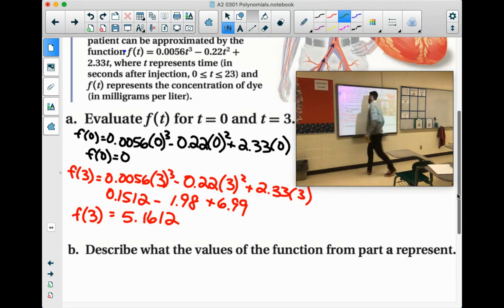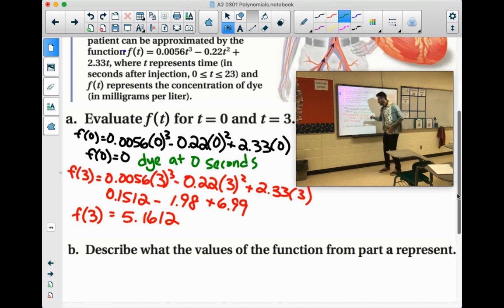So part B says describe what the values of the function from part A represent. So we would say the f of 0 equals 0 equals the dye in their system after, how do you spell dye? D-Y-E. At 0 seconds, and this is milliliters, right? And then f of 3 equals 5.1612. That means you have 5.1612 milliliters of dye in your blood in 3 seconds. Dye at 3 seconds.